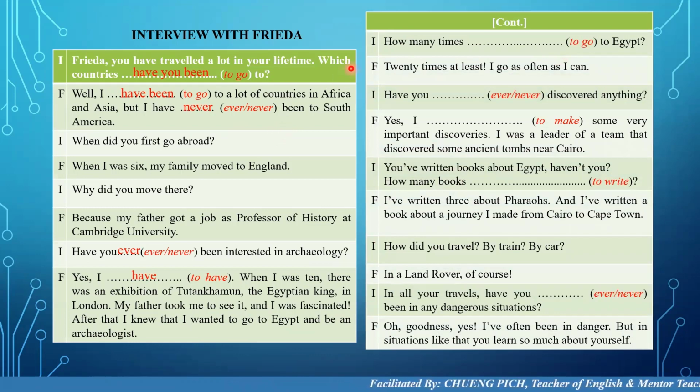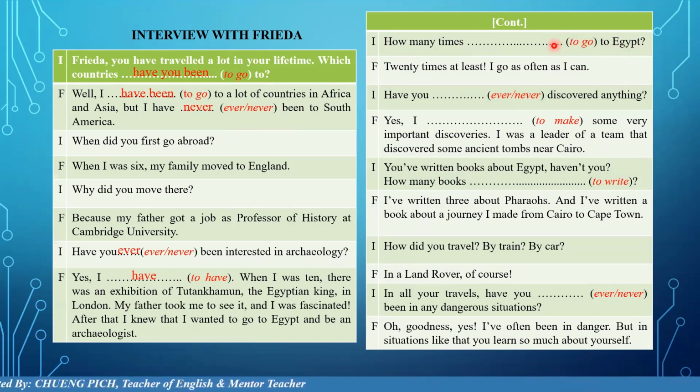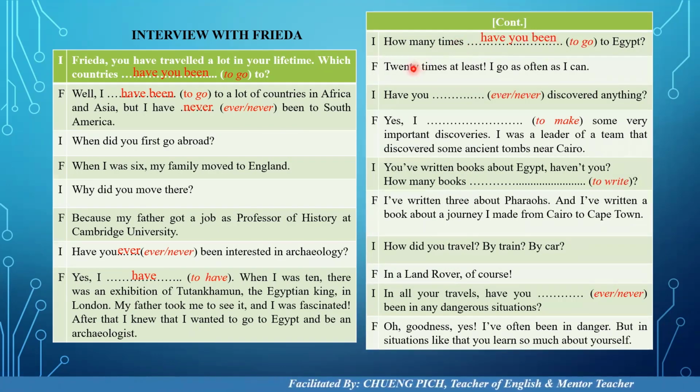So let's check another part, continuing from this interview. The interviewer said, how many times to go to Egypt? Can you think of using present perfect with the word "to go"? How many times have you been to Egypt? And Freda says, 20 times at least. Oh my God, 20 times at least. And I go as often as I can.